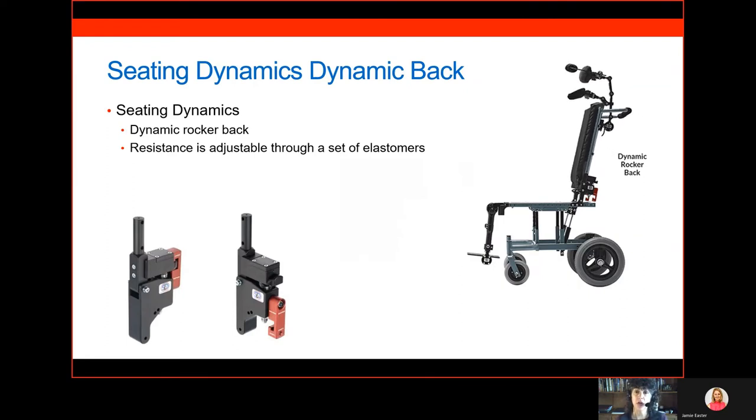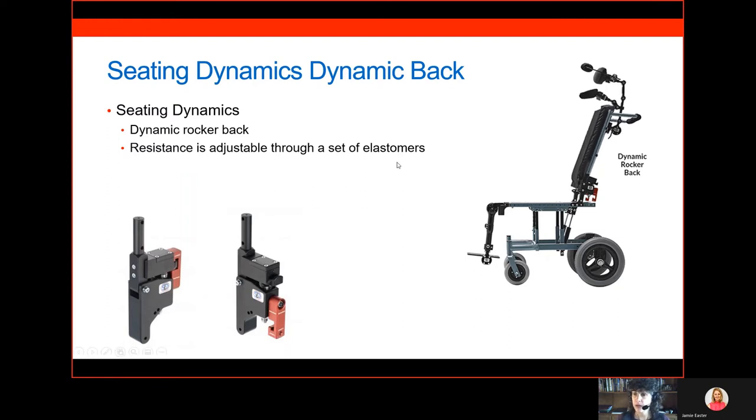Seating Dynamics has this dynamic back. It's called the Dynamic Rocker Back Interface. And resistance is adjustable through a set of elastomers. There are four different choices. The chair comes with all four, so that if one of these is not appropriate for an individual, you can easily swap it out until you find the optimal level of resistance.